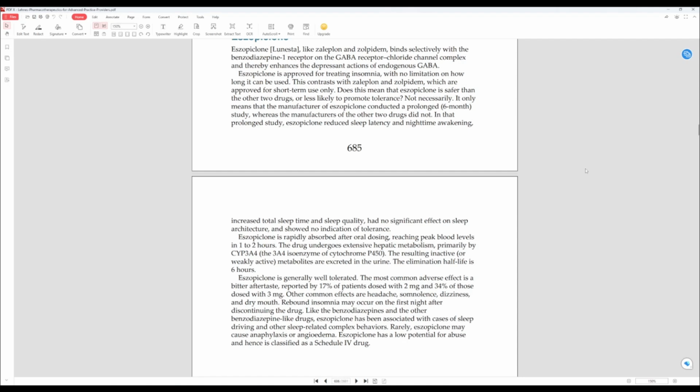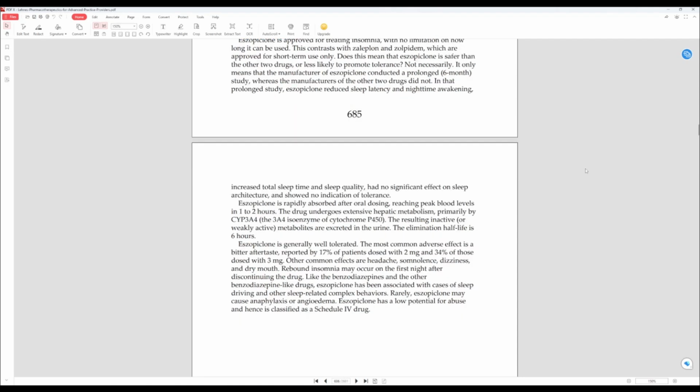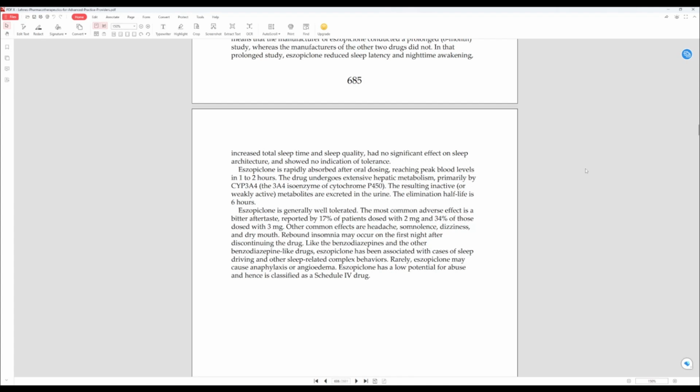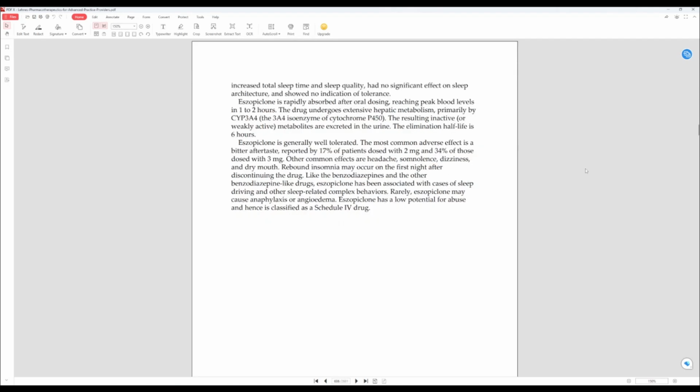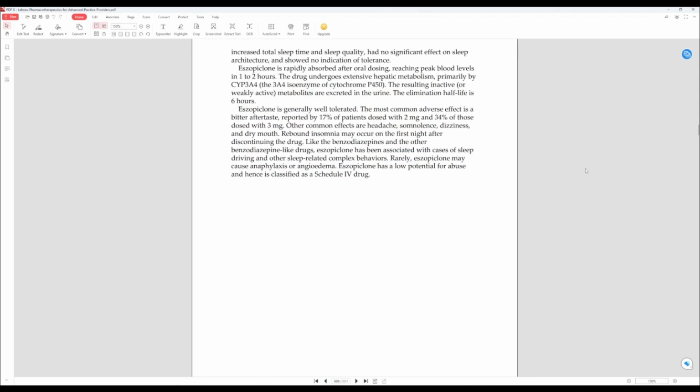Lunesta is rapidly absorbed after oral dosing, reaching peak blood levels in 1 to 2 hours. The drug undergoes extensive hepatic metabolism, primarily by CYP3A4. The resulting inactive or weakly active metabolites are excreted in the urine. The elimination half-life is 6 hours. Lunesta is generally well tolerated.